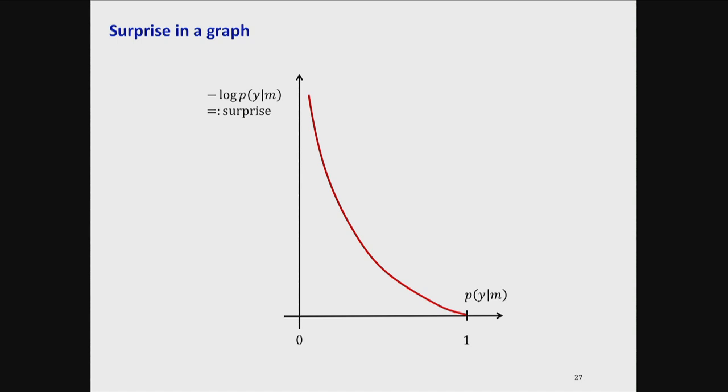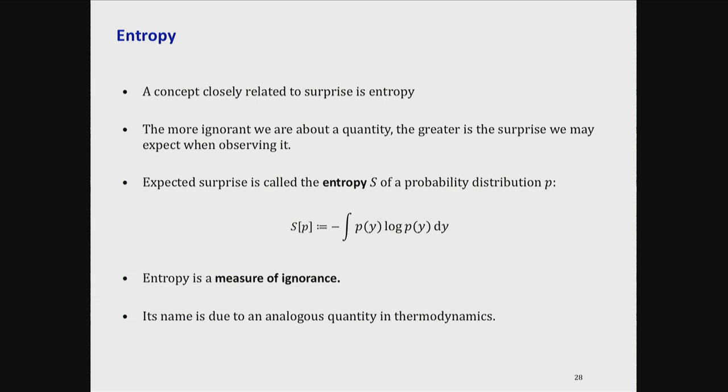So this is surprise in a graph. You have the probability of the event Y on the horizontal axis, and the surprise at seeing such an event, given your model M, on the vertical axis. Now, another quantity we need to look at in order to understand all this is entropy.